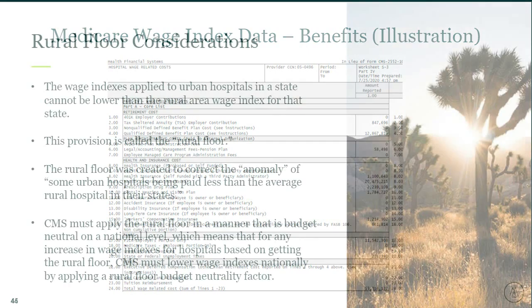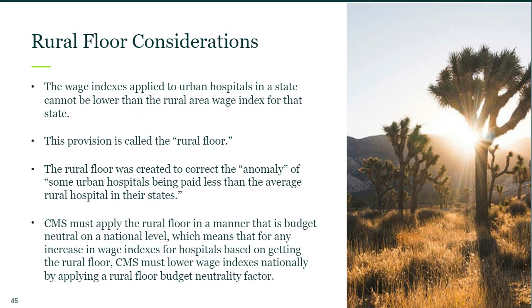Rule 4 considerations. Wage index applied to urban hospitals in the state cannot be lower than the rural wage index for that respective state. This is the rule 4 provision. CMS must apply the rule 4 in a manner that is budget neutral on a national level, which means that for any increases in wage index for hospitals based on getting the rule 4, CMS must lower wage indexes nationally by applying a rule 4 budget neutrality factor.